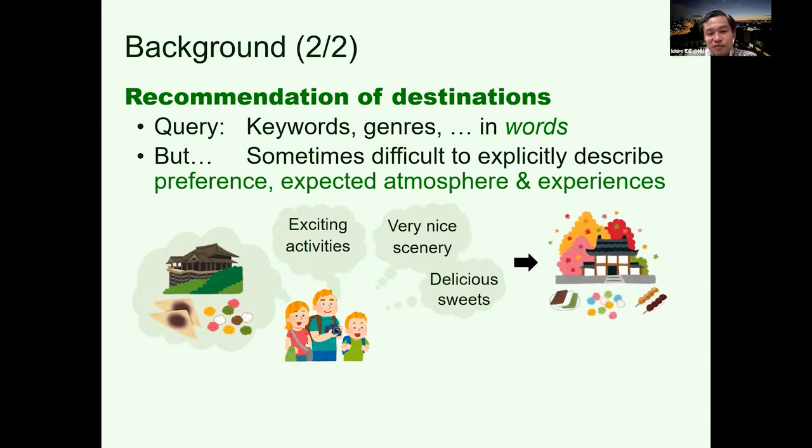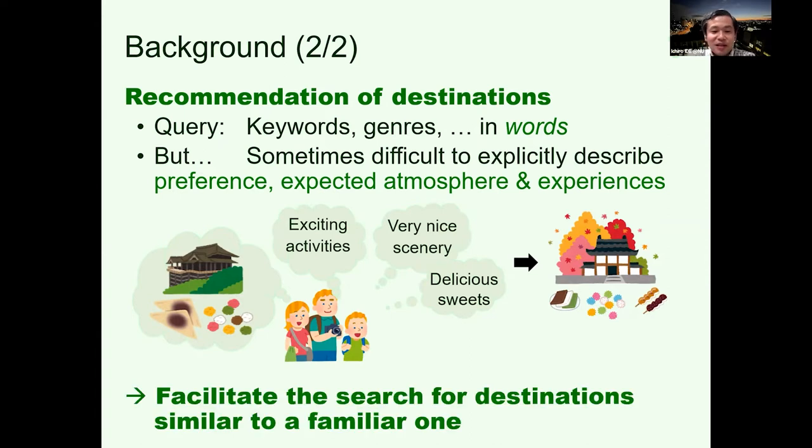So instead of describing it by text, we try to search for this kind of destination just based on activities or scenes or experiences. Although it's not the same, this family will be happy to find a place with beautiful sightseeing places and nice sweets and stuff like that. So to facilitate the search for destinations similar to a familiar one: although we might not be able to express explicitly what we want to experience, we know places that we've already been. And we say, okay, I want to go to some place similar to this place, where we can experience something similar to that place.